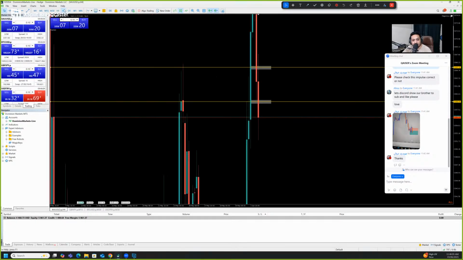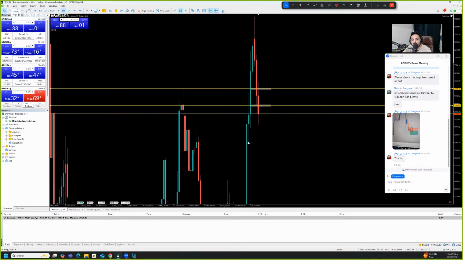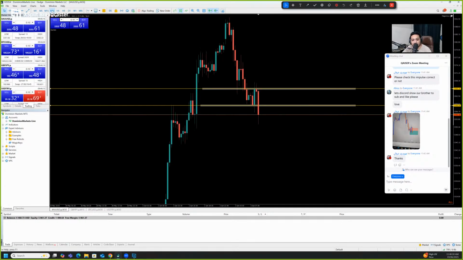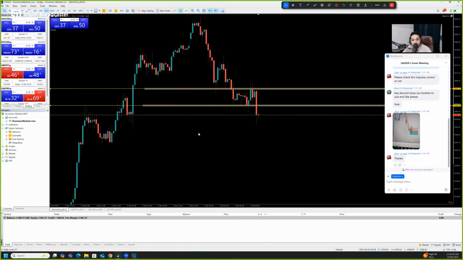Let me just see H4. It doesn't matter if we just broke the low. You know what, we need confirmations. Lower time frame will give us the confirmation of what can happen on the higher time frame. Make sense? So lower time frame can give us the confirmation of what can happen on the higher time frame.